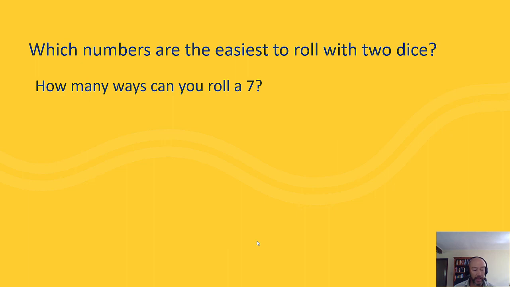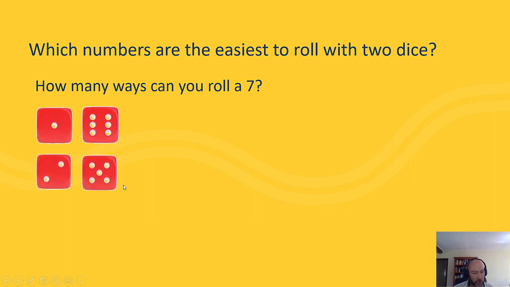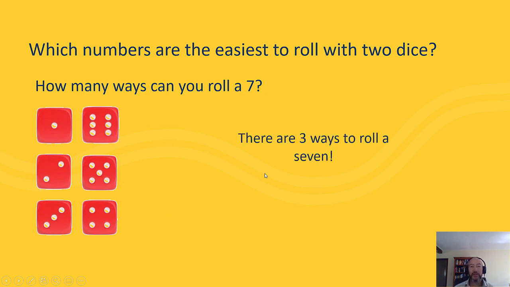So then I might ask them, how many different ways can you roll a 7? And I would let them work this out, and you can roll a 7 with a 1 and a 6. You can roll a 2 and a 5. You can roll a 3 and a 4. And that's it. So there are 3 ways to roll a 7. So there's 3 times as much chance of rolling a 7 as there is rolling a 2, which is interesting.